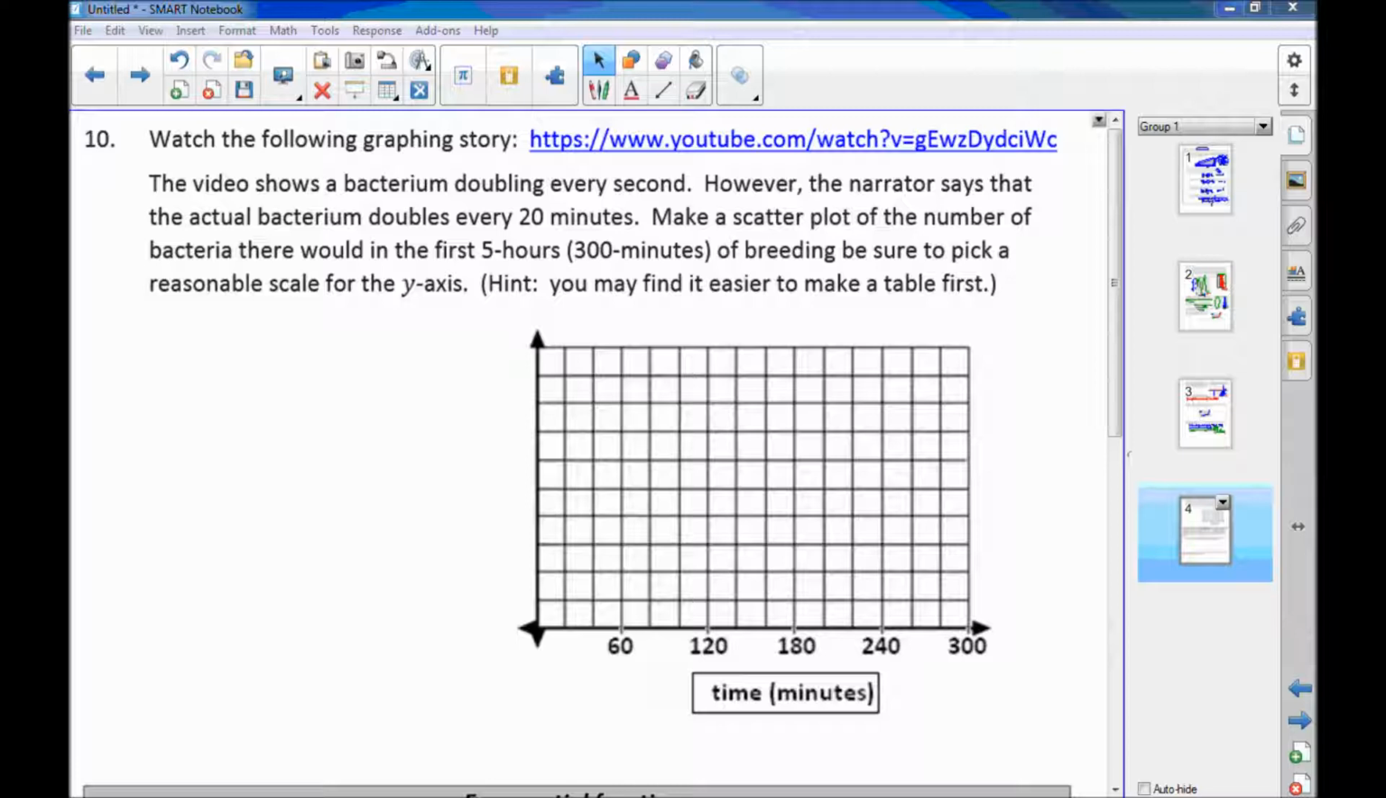Of the breeding, be sure to pick a reasonable scale for the y-axis. Okay, you may find it easier to make the table first. So of course it's going to be easier to find the values we're going to plot before we try to make the graph for it. Okay. All right, so let's watch the video.